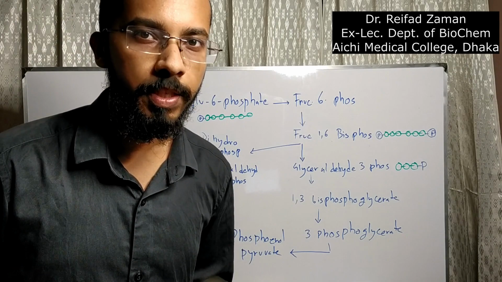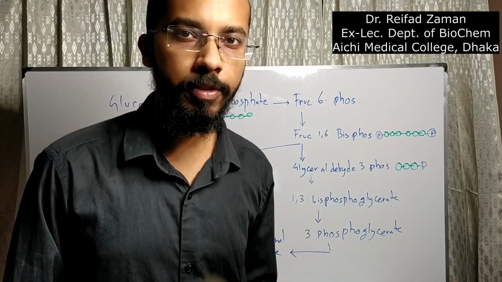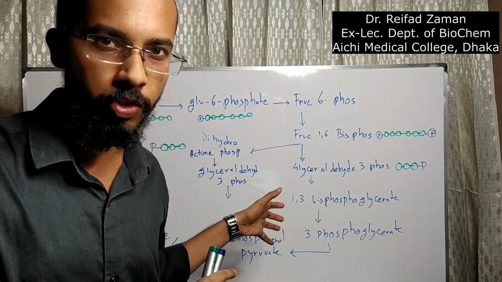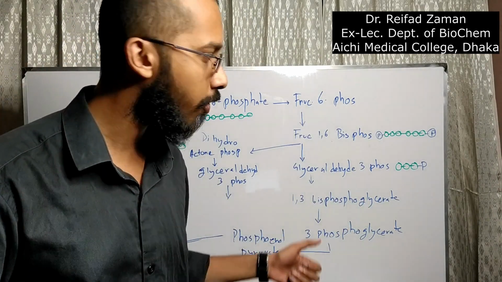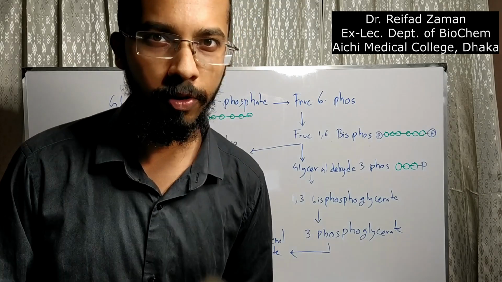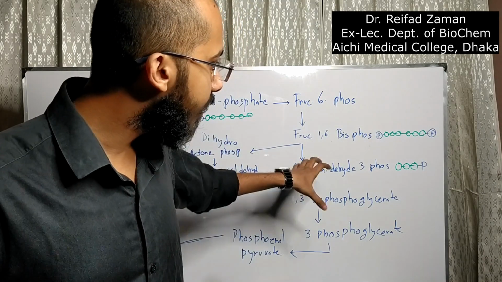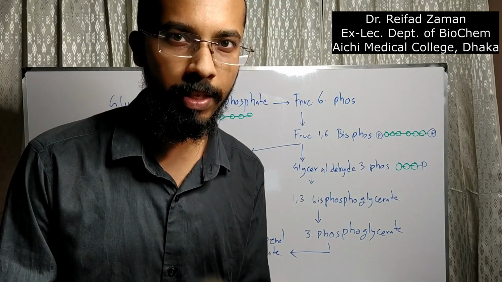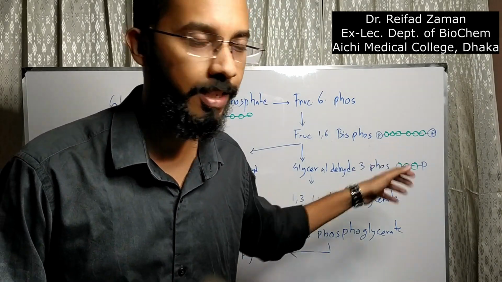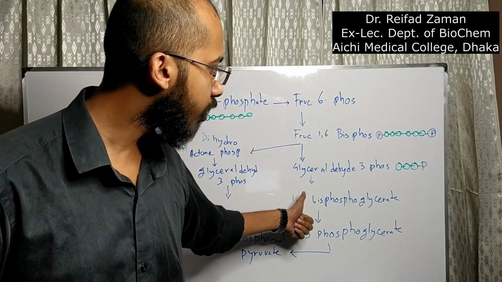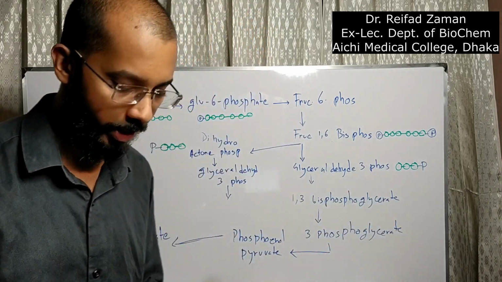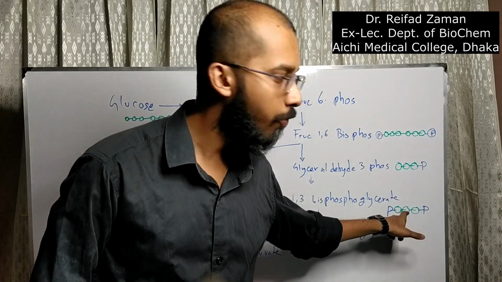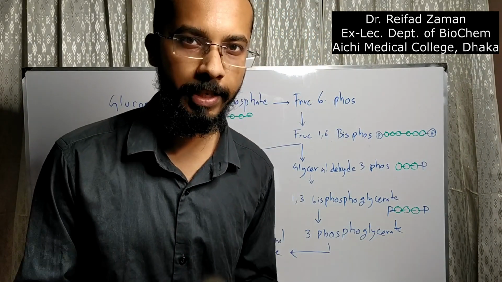From here onwards, both glyceraldehyde 3-phosphate molecules follow the same pathway. That's why we are not going to study them individually, rather we are going to stick to one of them. To this 3-carbon compound, which already has a phosphate group attached to it, another phosphate group is added, and this makes it 1,3-bisphosphoglycerate. So now you can see 3 carbons with 2 phosphate groups attached to it.